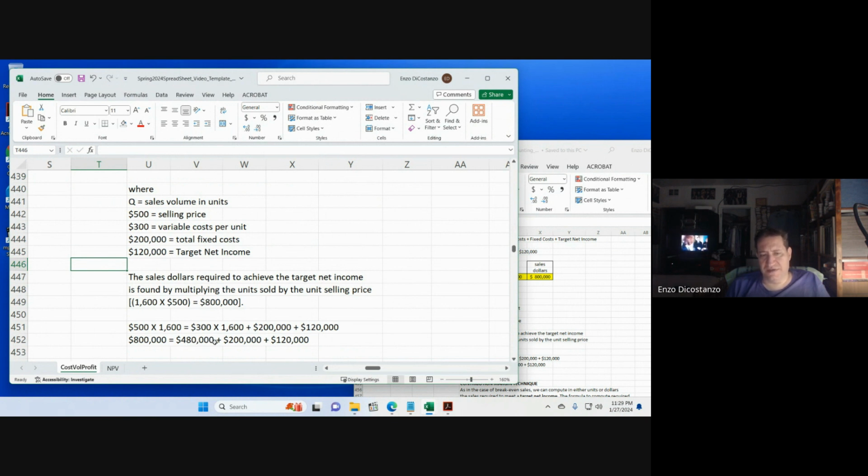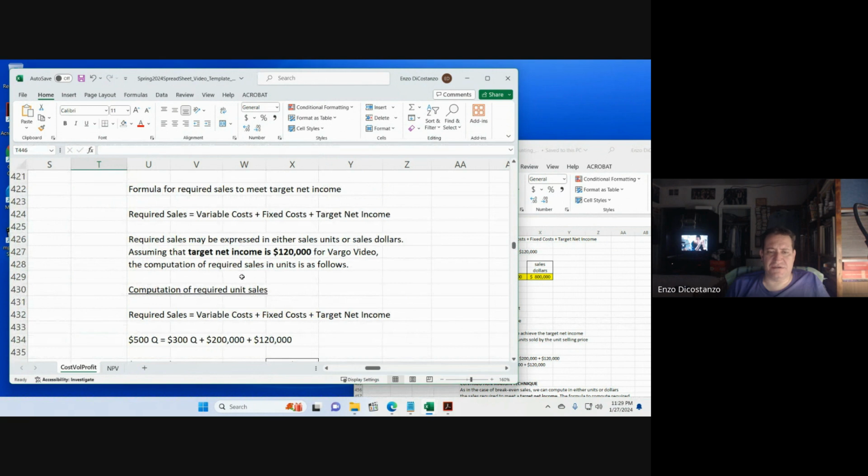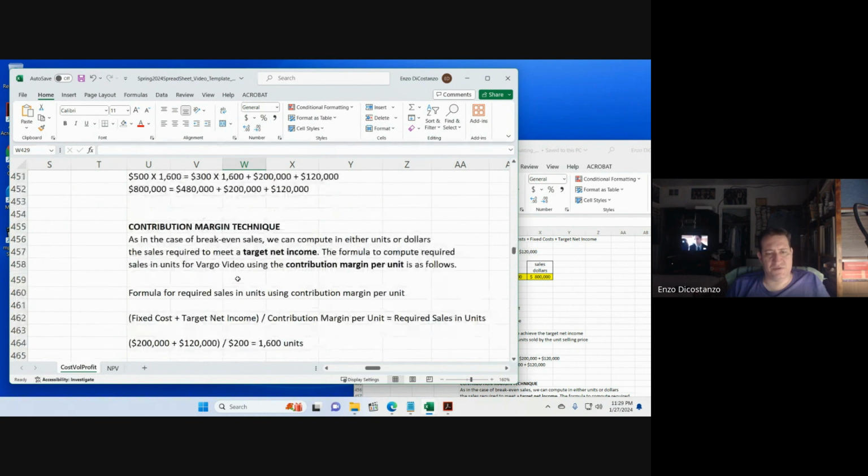This is 480: 1,600 times 300 variable cost, 200,000 fixed, and 120 profit. So if you add all of these up, this 120 and the 480 is 600, 200 is 800,000. So the equation balances. Okay, so in other words, what you did was you computed a quantity being sold with a target net income in mind.